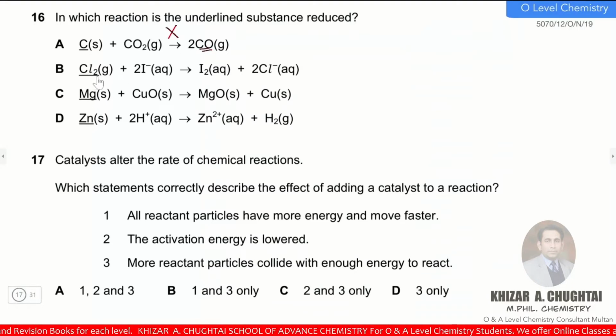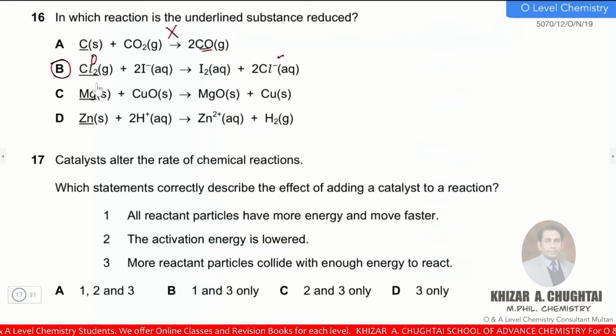Cl2, once again, is an oxidizing agent. It may reduce itself. It is an oxidizing agent. It will reduce. Yes, it is going to reduce. Here is 0, here is -1, and B is the correct option. B is the correct option, and so on.